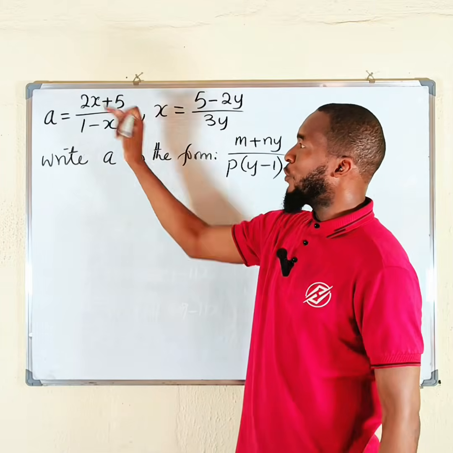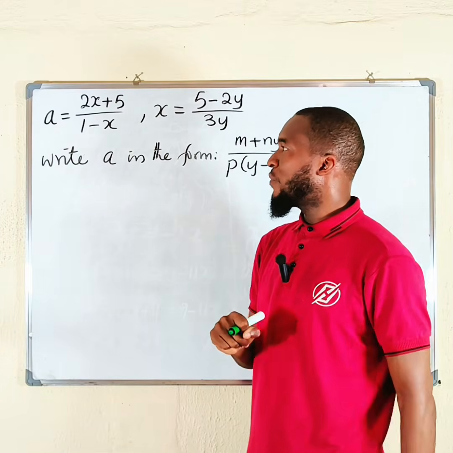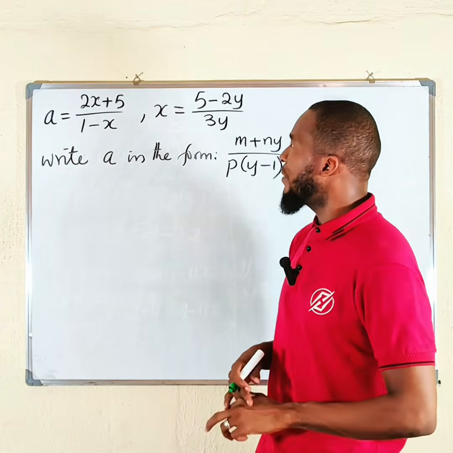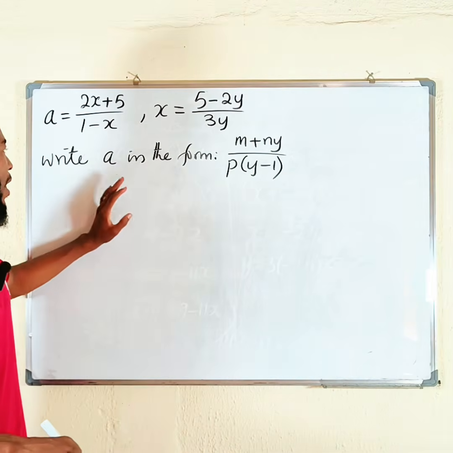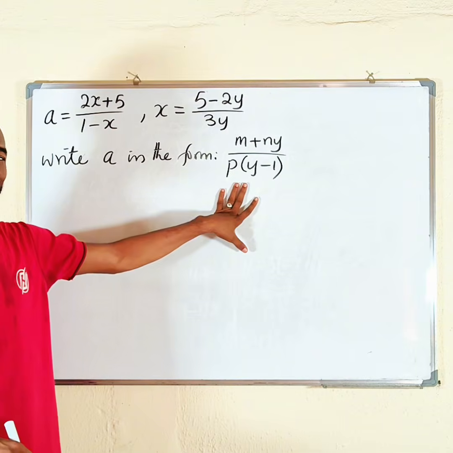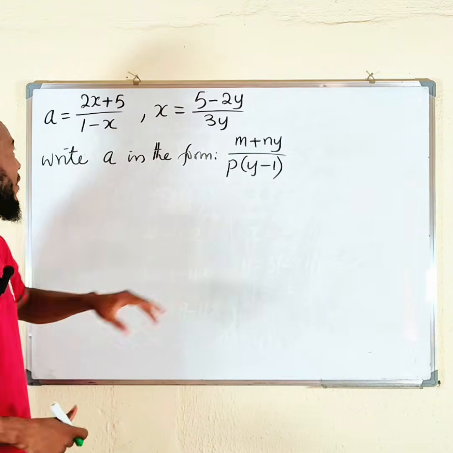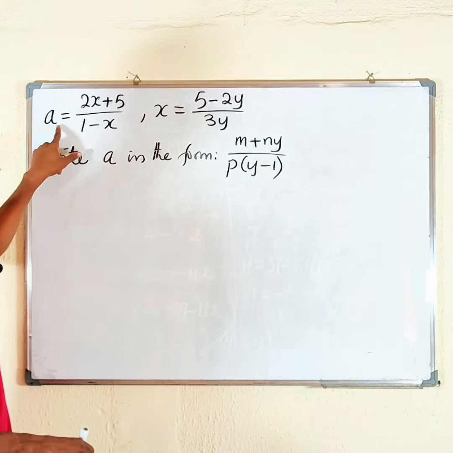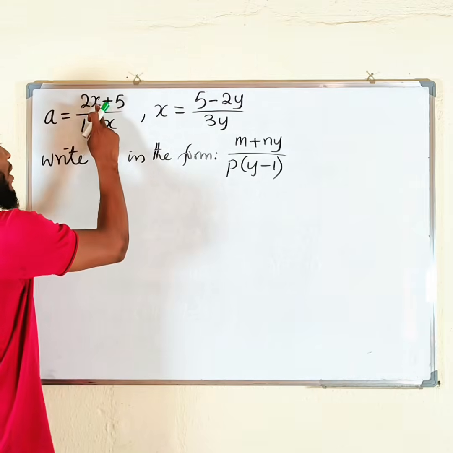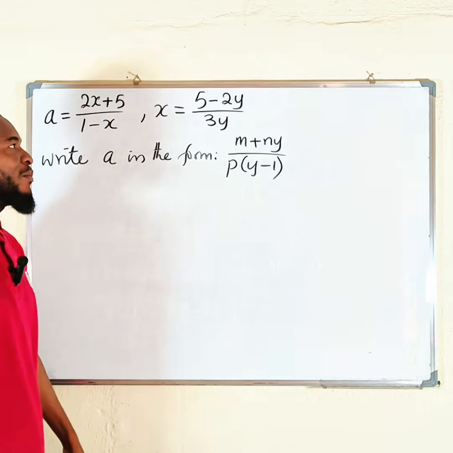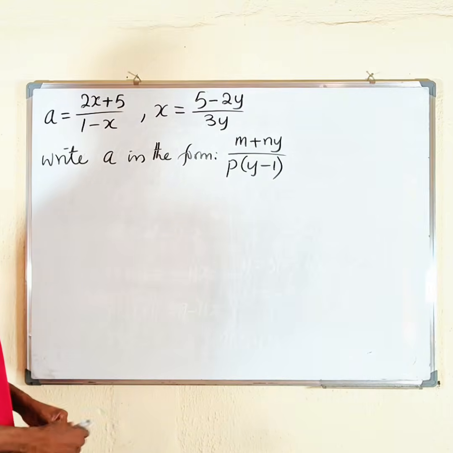If a is equal to (2x + 5) divided by (1 minus x), and x is equal to (5 minus 2y) divided by 3y, we are asked to express y in this form. And how can we do that? It means that if a is this, we don't want to see x in it. So wherever we have x, that should be replaced by (5 minus 2y) divided by 3y.